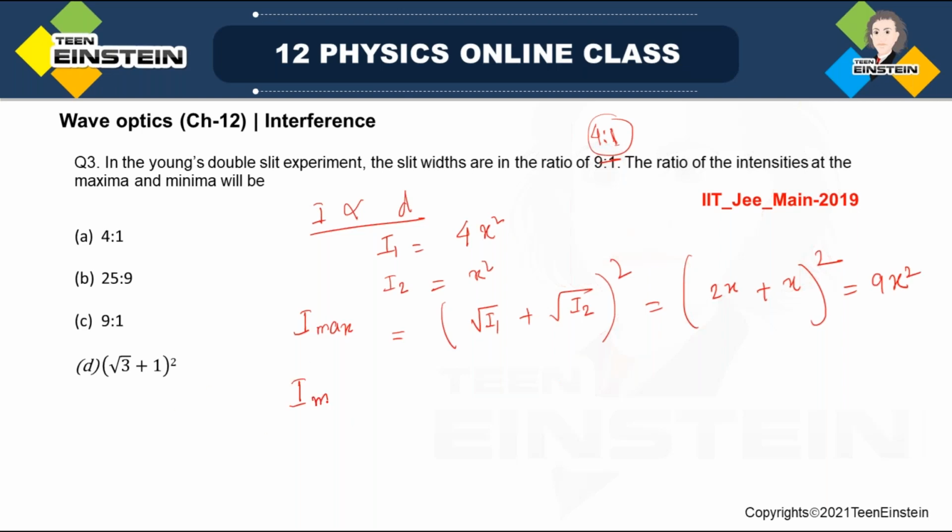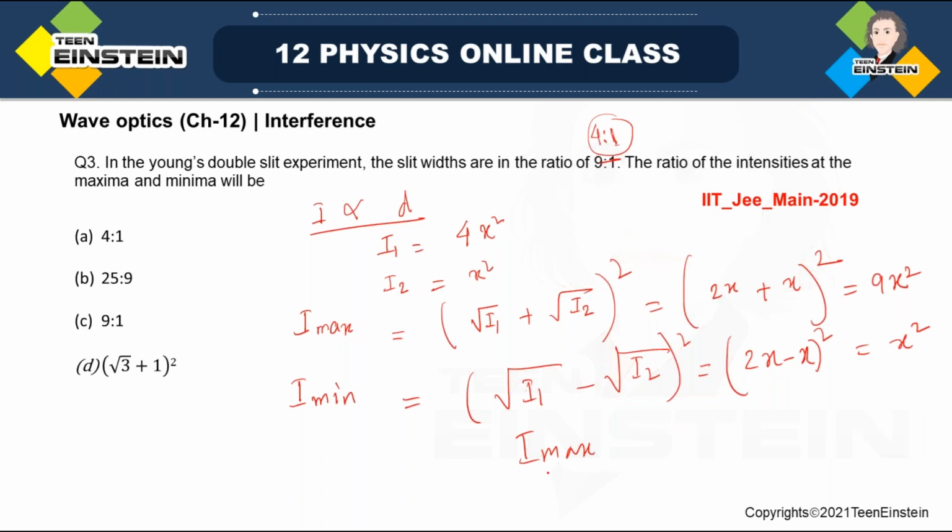Now similarly, we can find out minimum intensity by writing square root of I1 minus square root of I2 whole square. Here you'll get 2x minus x whole square. So you'll get x square. Then I max to I min is equal to 9x square by x square, that is 9 over 1. Okay, so it is 9:1. All right, so this is the answer for this question.